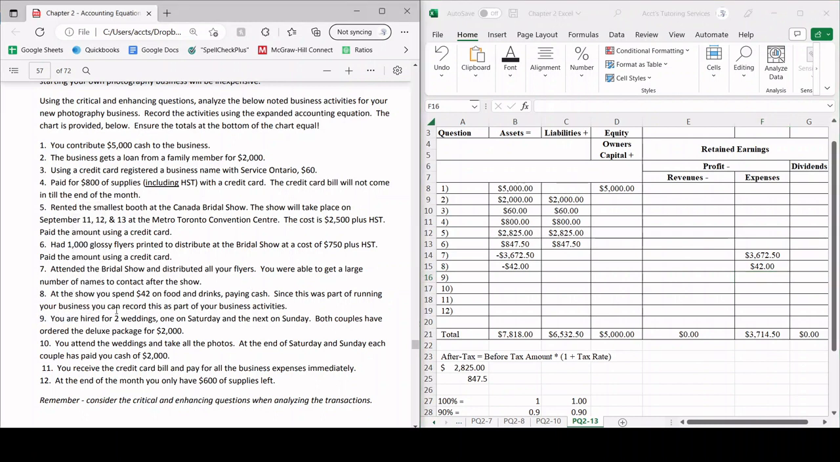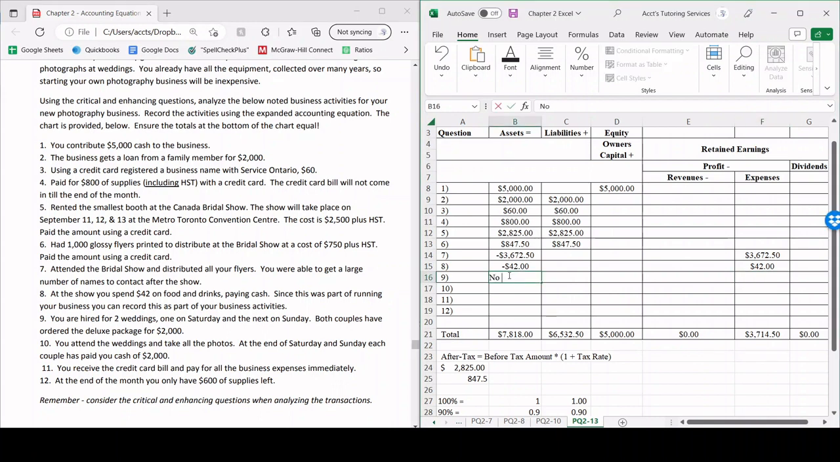Number 9, you were hired for 2 weddings, one on Saturday and the next on Sunday. Both couples have ordered the deluxe package for $2,000. This is a tricky question. This does not constitute an entry because nothing's happening within your accounting equation, you could say, right? Simply put, we were hired, but we didn't perform the service yet, and we never got paid yet. So nothing changed. So in this case, there is no entry.